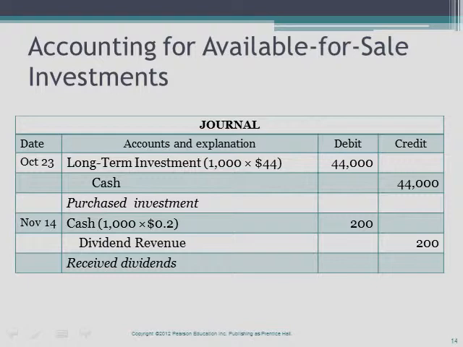So you can see that when we bought the investment, we debited the long-term investment account for what it cost us, $44,000, and we credited cash. And then on November 14th, when we received the 20-cent per share dividend, we debited cash and credited dividend revenue.